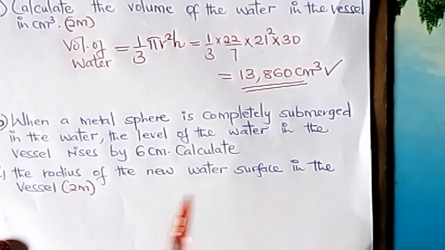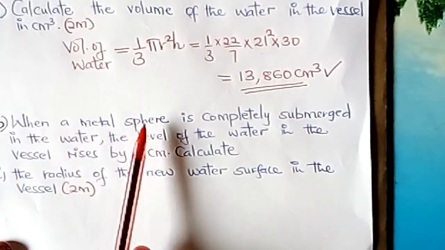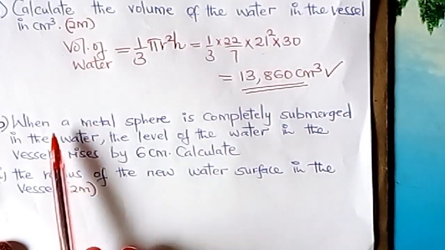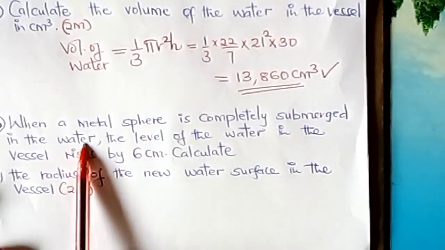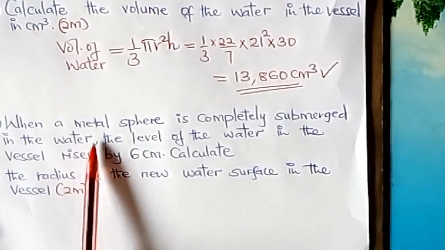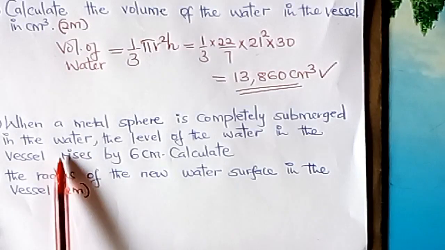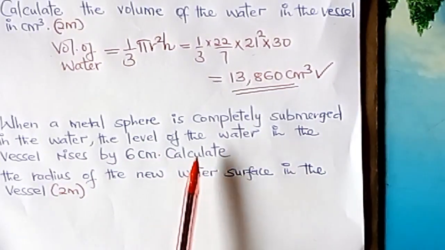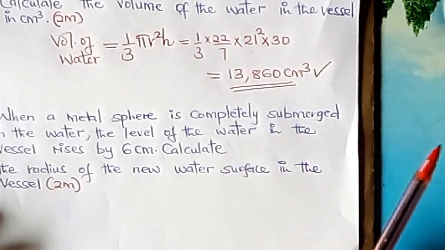We go to part B, Lana. What are we told? We are told that when a metal sphere is completely submerged in the water, if it is dropped in the water, the level of the water in the vessel rises by 6 centimeters. Then we are told to calculate the radius of the new water surface in the vessel.